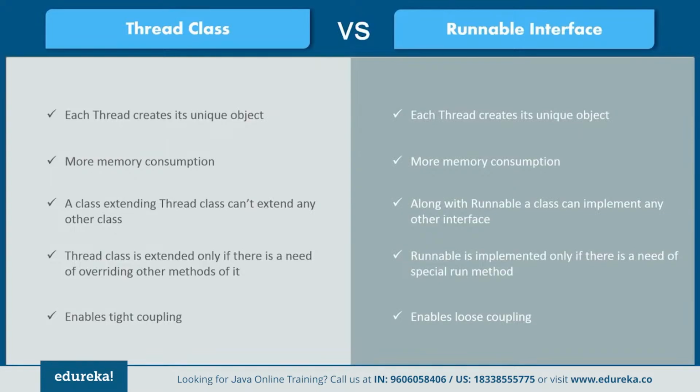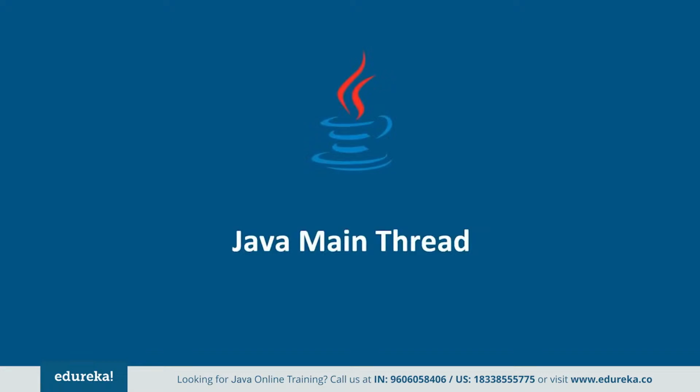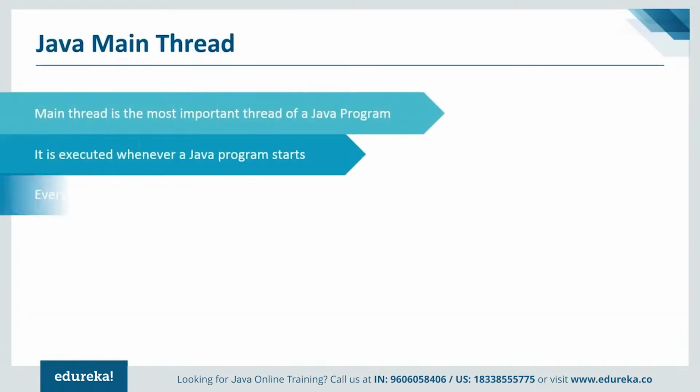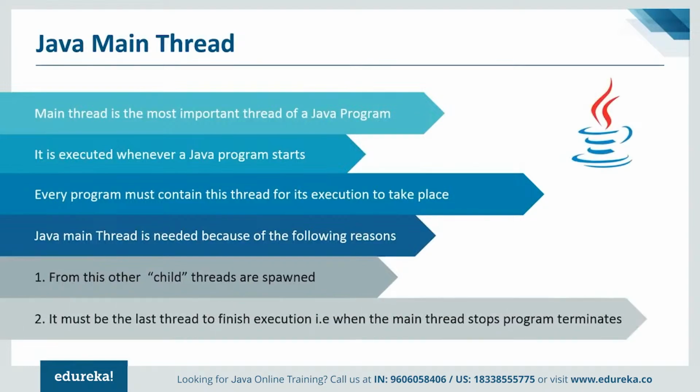We saw how to create a thread, what a thread is, and how it helps the main thread accomplish jobs. So what is this main thread? Once again, main thread revisited. Guys, the main thread is the most important part of any application or Java program. Whenever you run your application, your main thread is executed. Every program will have this main thread, and the Java main thread is needed so that we can spawn child threads. We can create child threads and start them. You have seen that we created my task and started my task, right? So it must be the last thread to finish execution.